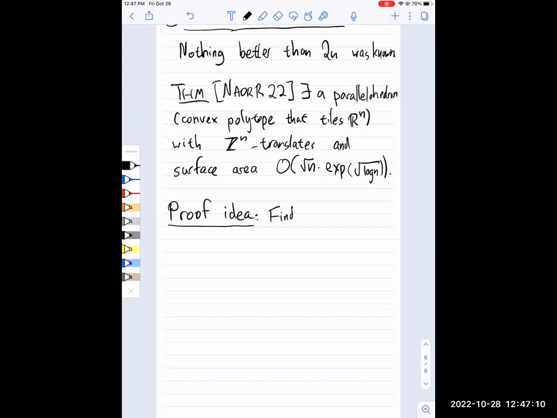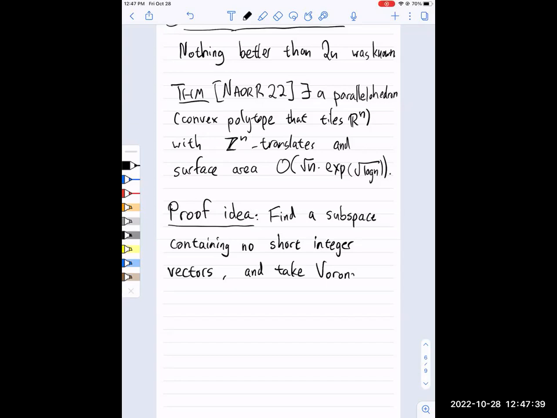We'll just find a subspace. We'll find a subspace containing no short vectors, no short integer vectors. And basically take a Voronoi cell inside it. So that doesn't make any sense.